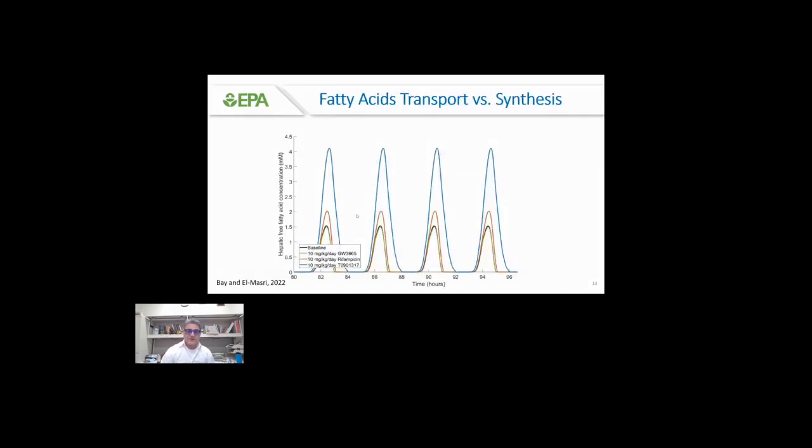Well, what do we get out of all of this? The Ashworth model, the original model, was built on diet. So that's why you see the cyclic relationships here. It's really when people eat food and then the next meal and the next meal.